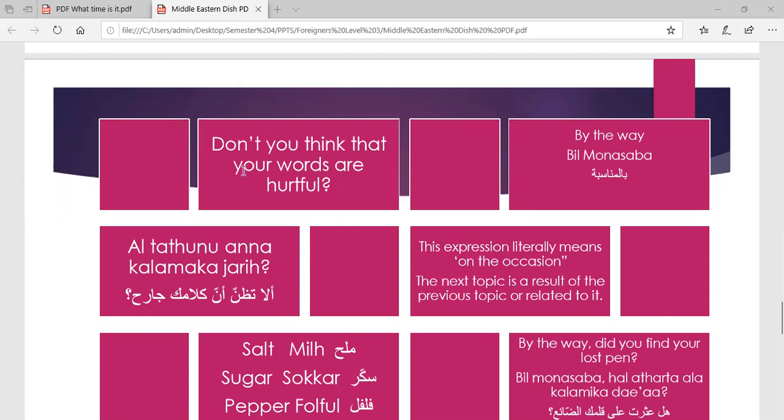Don't you think that your words are hurtful? Why, for example, didn't I use don't you feel? Why did I use don't you think? Because we talk about opinion. You're giving an opinion. He said to you some words that are hurtful, so you ask him this question by giving your opinion.